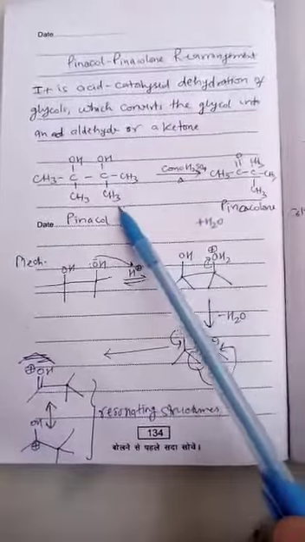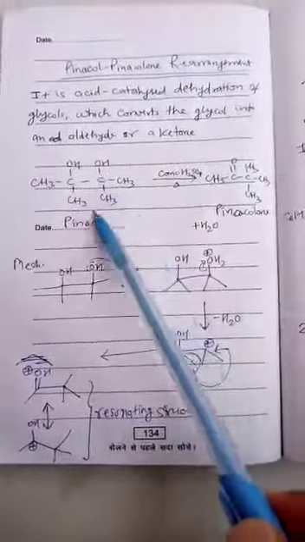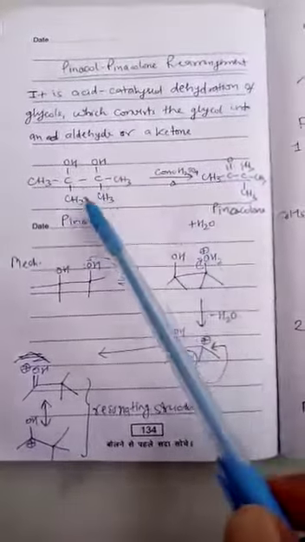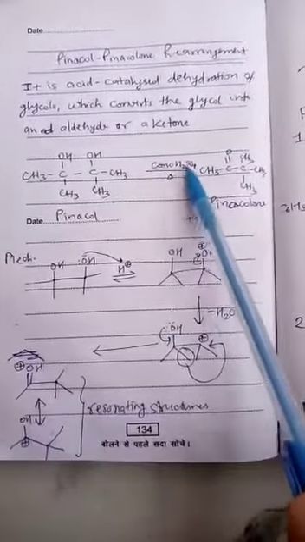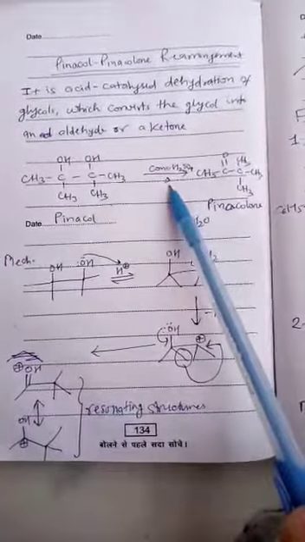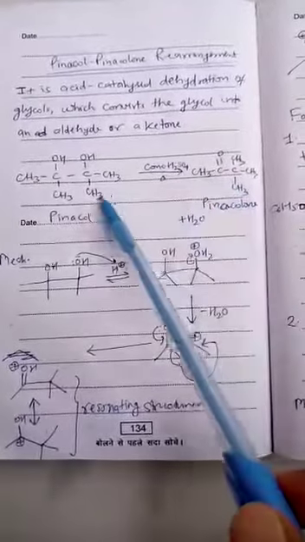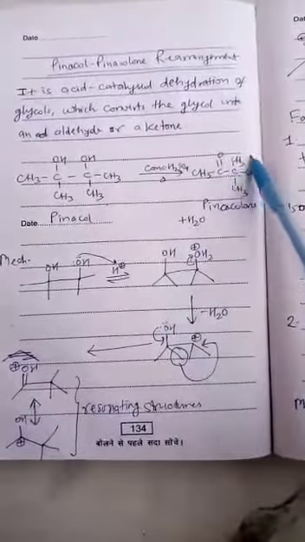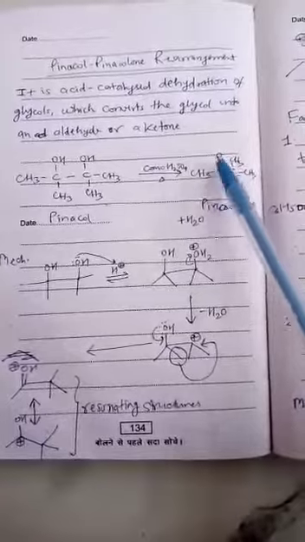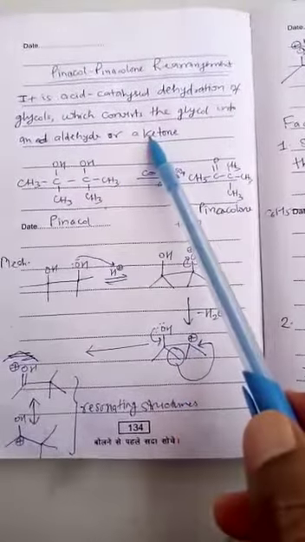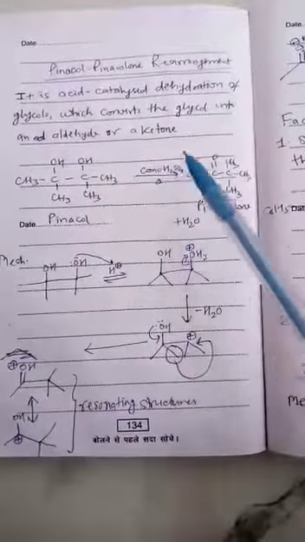So the simplest example is here. This is called Pinacol, a 1,2-glycol with methyl substituent in both the carbons, which reacts in presence of concentrated H2SO4 and heat. With heat it gives pinacolone, where you can see CH3 is on the same carbon and one carbon is converted into ketone. Product will be aldehyde or ketone, so it is called pinacolone plus H2O.